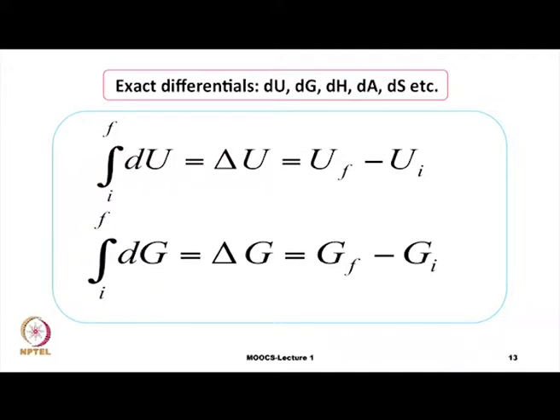Any property, for example, U is a state function, G is a state function, H is a state function. So, therefore, dU, dG, dH, dA, dS, etc., these are exact differentials, and delta can be written for a change. If dU is an exact differential, then delta U will be U final minus U initial, and this applies to all the properties which are state properties. For example, again, the integration of dG from an initial state to a final state is equal to delta G, which can be written as G final minus G initial.